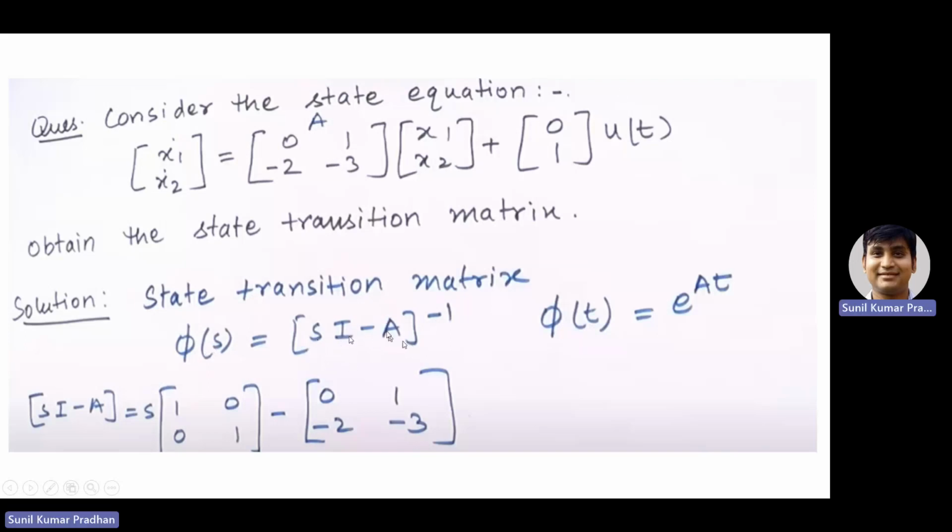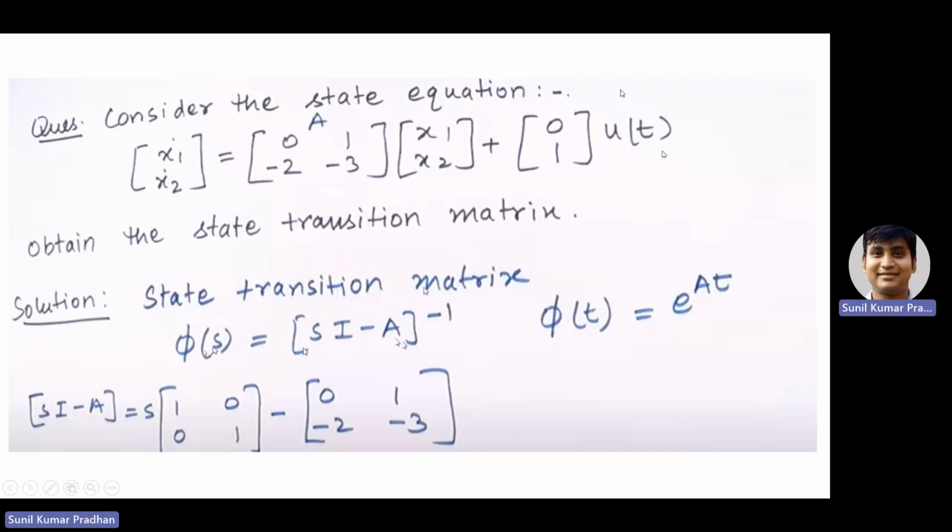And A, what is A here? Let's say your given state equation is like this: x1 dot, x2 dot equals the matrix 0 1 minus 2 minus 3 times x1 x2, plus 0 1 times u(t). So this matrix is your A matrix. If you can find the inverse of this matrix, then that forms the state transition matrix.